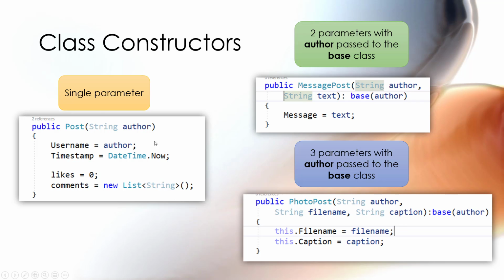So these three different classes will have different constructors, but the message post will use the base class to pass on the author's name, and the PhotoPost will use the base class, again passing on the author's name. So that's our new design.